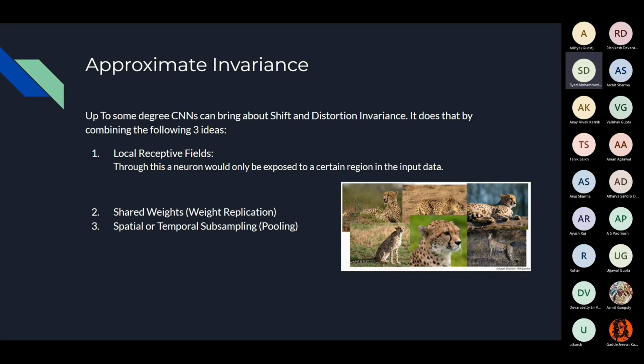The third idea that he proposed was the spatial, the temporal subsampling. So what it basically means is the pooling process that I just explained. I would not like to repeat myself, but it's basically the pooling process wherein we build a model that is flexible enough to provide approximate invariance to translation, and it also reduces the dimension of the parameter space of weights and biases.